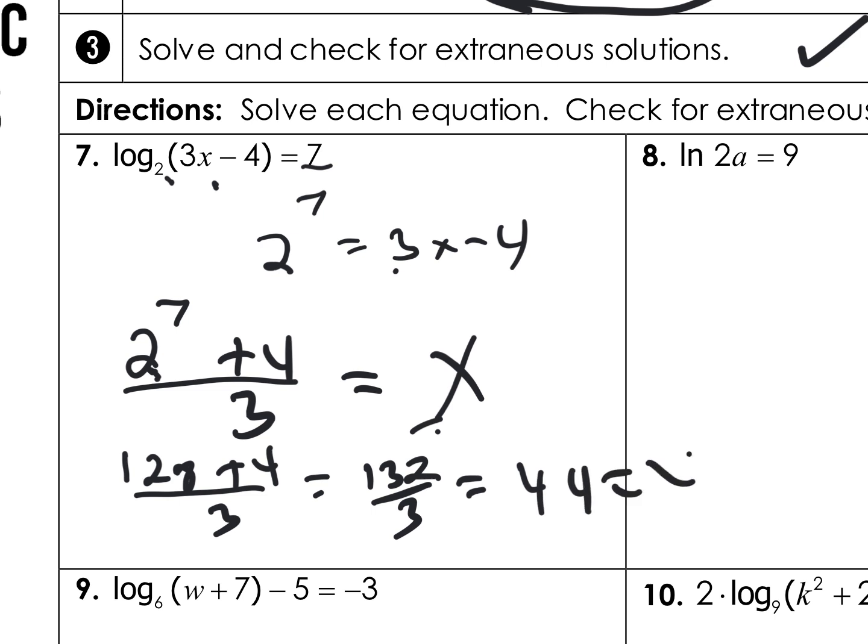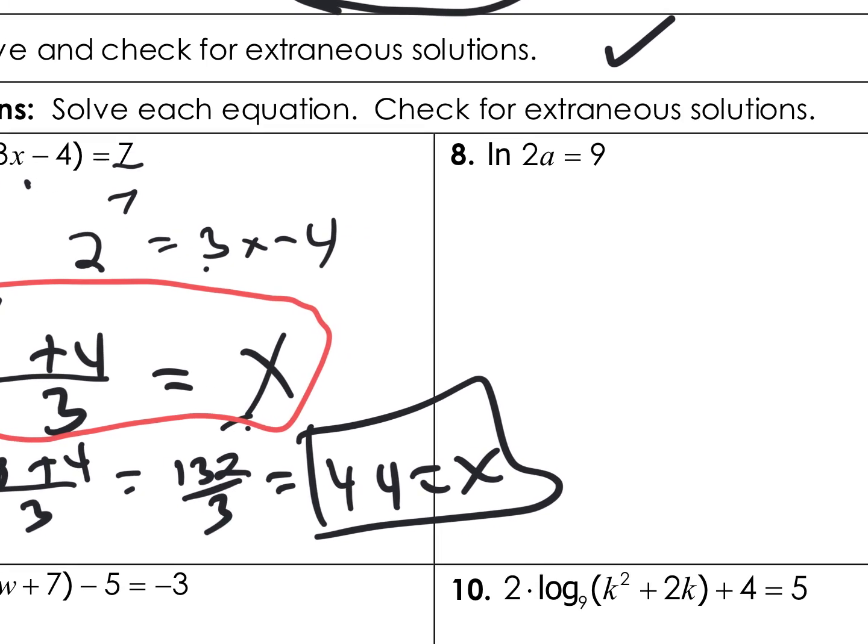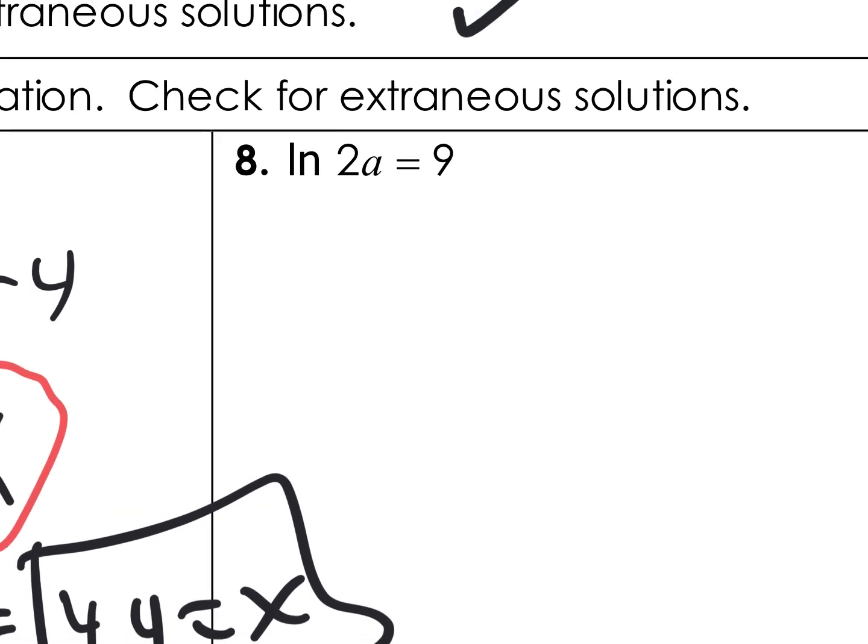44 equals x. If you have to work it out, if you stopped right here, I'd give you credit. You don't really have to know, as long as you know that number is huge enough that it's not going to give you a negative number in there. Let's do another one.